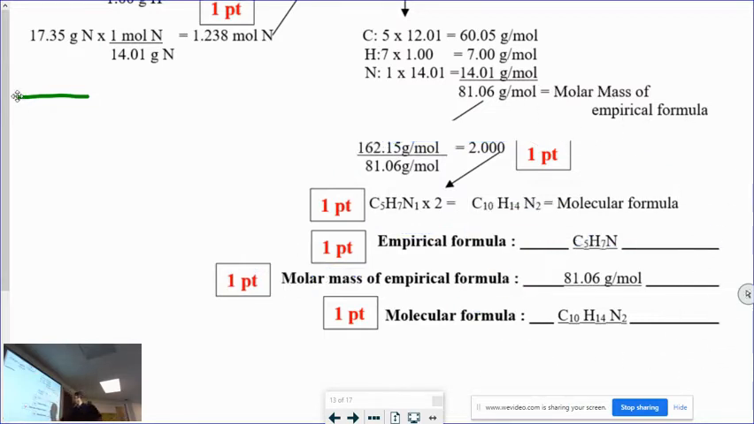So my empirical formula, I wrote it down. I found out the molar mass of it. The molecular mass is twice as heavy as the empirical formula mass. So therefore, I'd multiply 2 through the empirical formula and get the molecular formula. Now I'd have to go through some kind of catalog, some kind of book, or type it into the internet to find out what that chemical actually is.